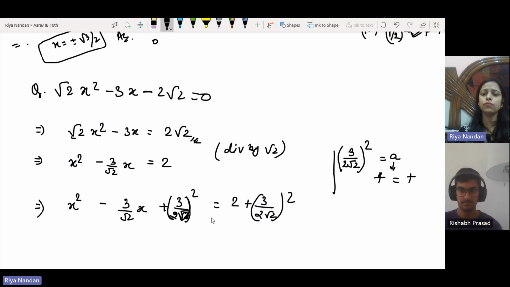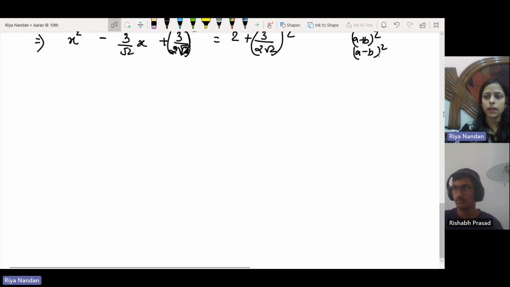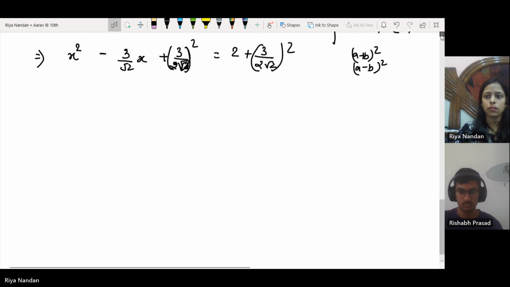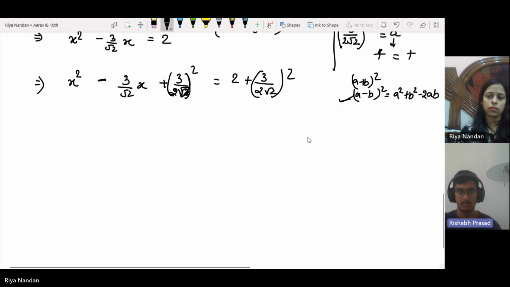Now you have to see whether the formula would be a plus b whole square, or a minus b whole square. So by seeing the negative sign in the question, you already know this formula would match. By seeing this term, you already know we have to follow this formula, which is a square plus b square minus 2ab. Okay, so suppose this is your b square. This is your b square.